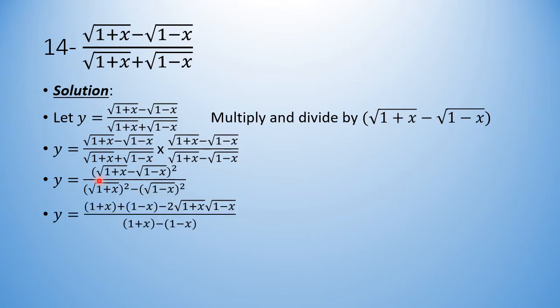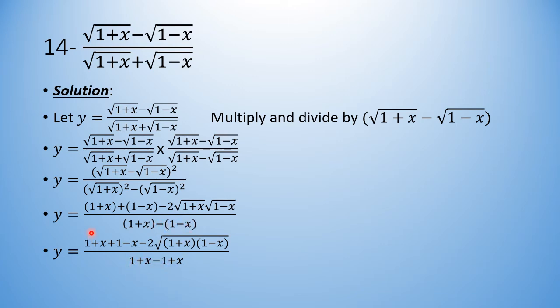In the numerator, let's see what do I have. Square root of 1 plus x whole square, which becomes 1 plus x, plus square root of 1 minus x whole square, which becomes 1 minus x, and minus 2 into square root of 1 plus x times square root of 1 minus x. Now I will open up these brackets and I will combine these two expressions under one radical sign. Let's see what I will have. I will have 1 plus x plus 1 minus x minus 2 into square root of 1 plus x into 1 minus x. In the denominator I will have 1 plus x minus 1 plus x.